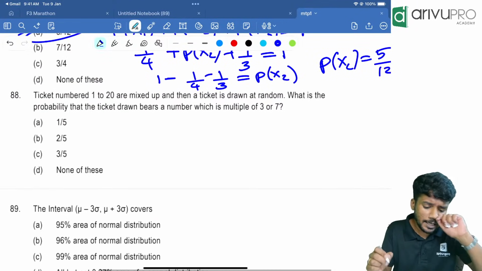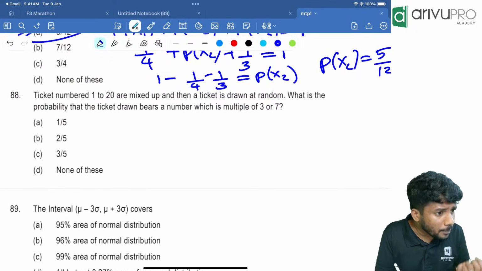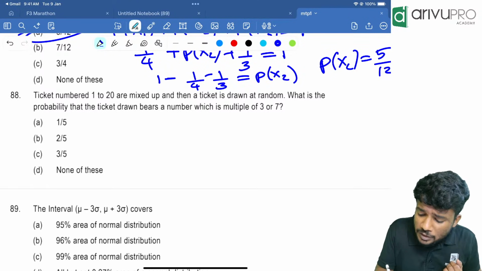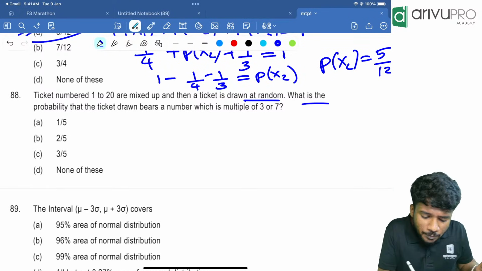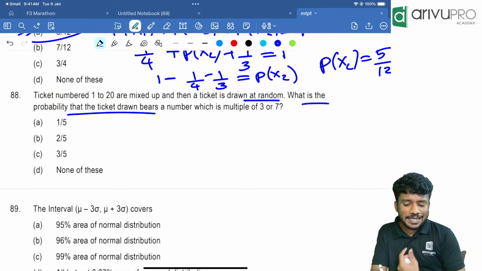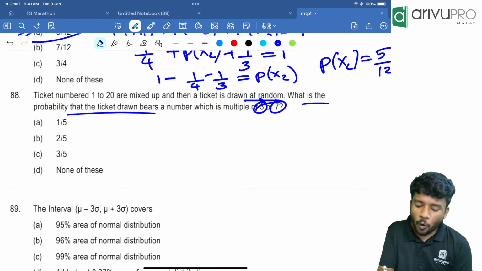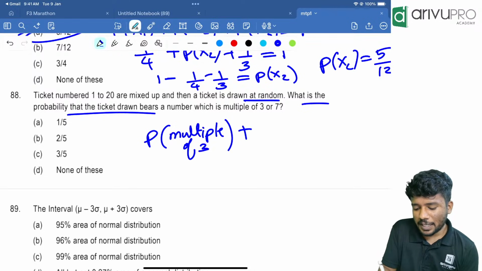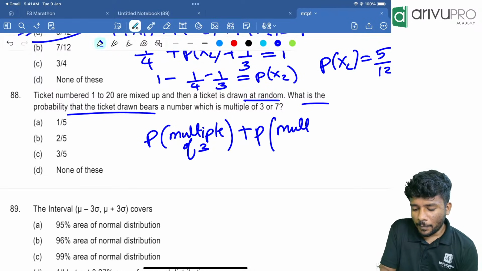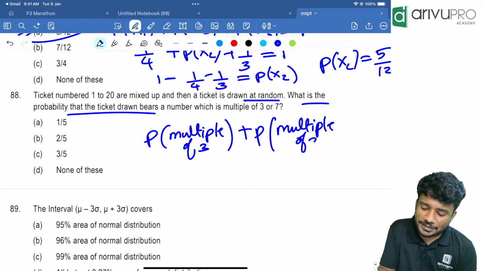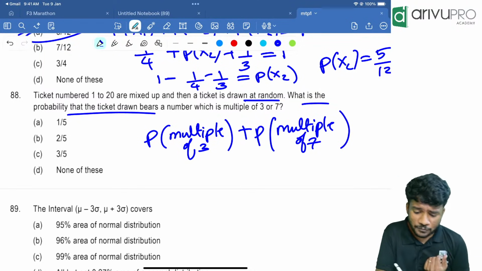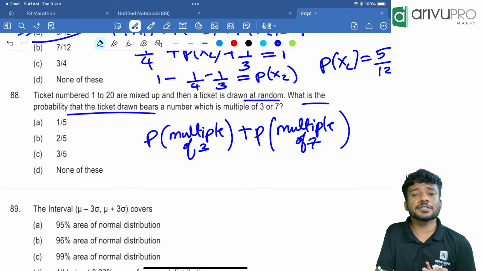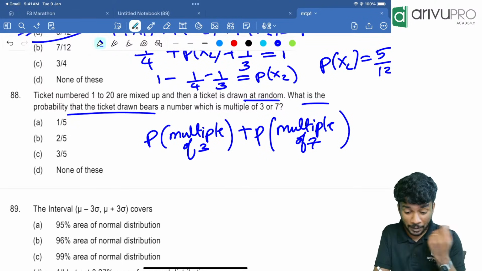Now the next question. Tickets numbered 1 to 20 are mixed up and then a ticket is drawn at random. What is the probability that the ticket drawn bears a number which is a multiple of 3 or 7? That is very easy. Probability of multiple of 3 plus probability of multiple of 7. People, probability of multiple of 3 in between 1 and 20. How many numbers are there in between 1 and 20? It's a multiple of 3.